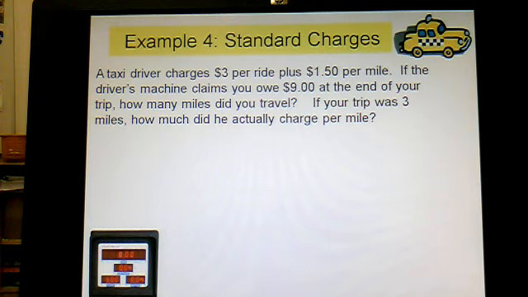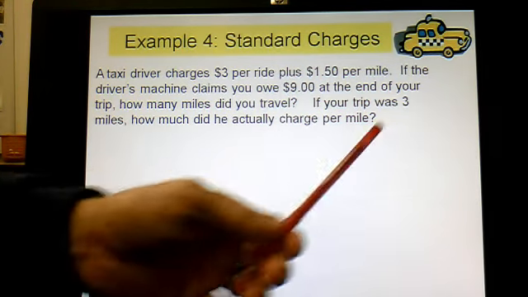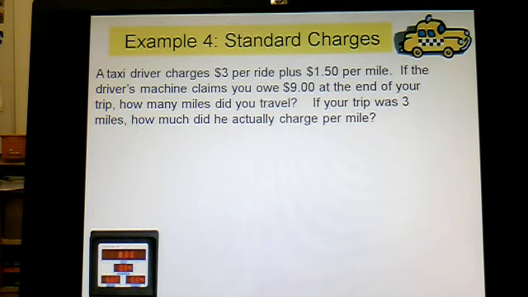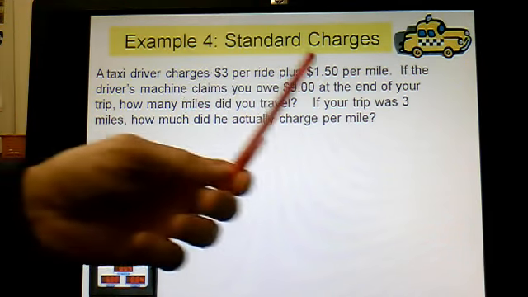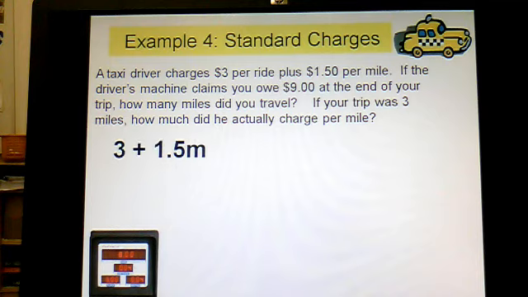At the end of your trip, how many miles did you travel? And then the second part of it, if your trip was 3 miles, did you get charged correctly on there? So what you're doing is you're taking the $9 and you're setting it equal to something with the 3 and the 1.50 involved in there.